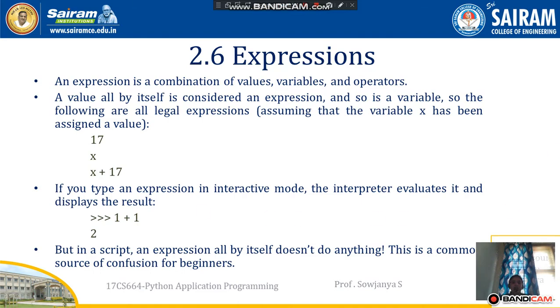If you type an expression in interactive mode, the interpreter evaluates it and displays the result. So we have a chevron prompt here. When you want to perform the addition of these two numbers, 1 plus 1, it obviously gives the output 2. Okay, but in a script an expression all by itself doesn't do anything. So this is a common source of confusion for beginners. When you write in a script, you have to use a print statement, then only it will give the output. Okay, so that is the meaning of expressions and how to use expressions in Python.